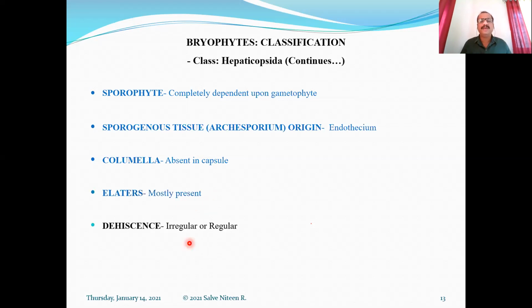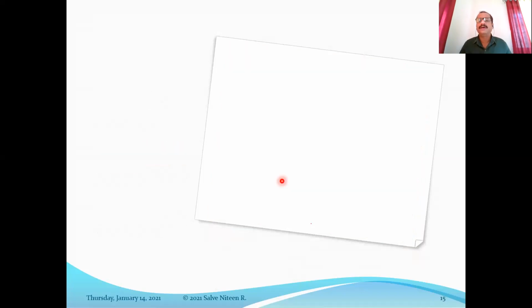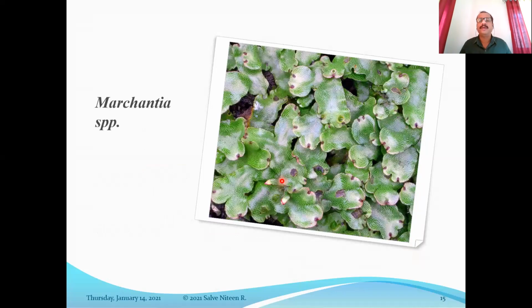Dehiscence may be regular or irregular, that is, how the sporangium breaks open to release spores. Examples are Riccia, Marchantia, Sphaerocarpos. Many examples are there, but you can at least remember two examples, Riccia and Marchantia. So you see here, this is the Riccia plant, a dorsiventrally flattened plant body. This is another plant called Marchantia from Hepaticae.